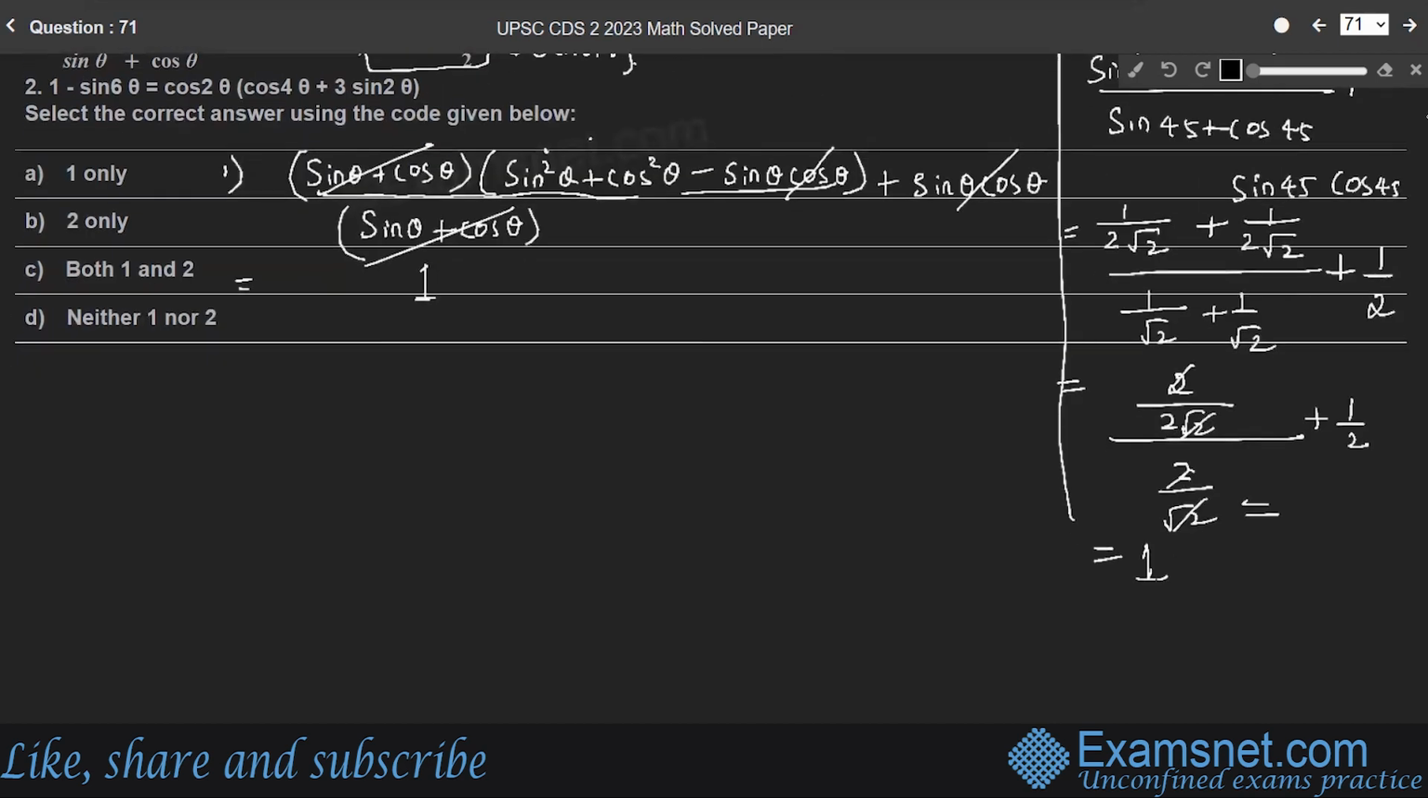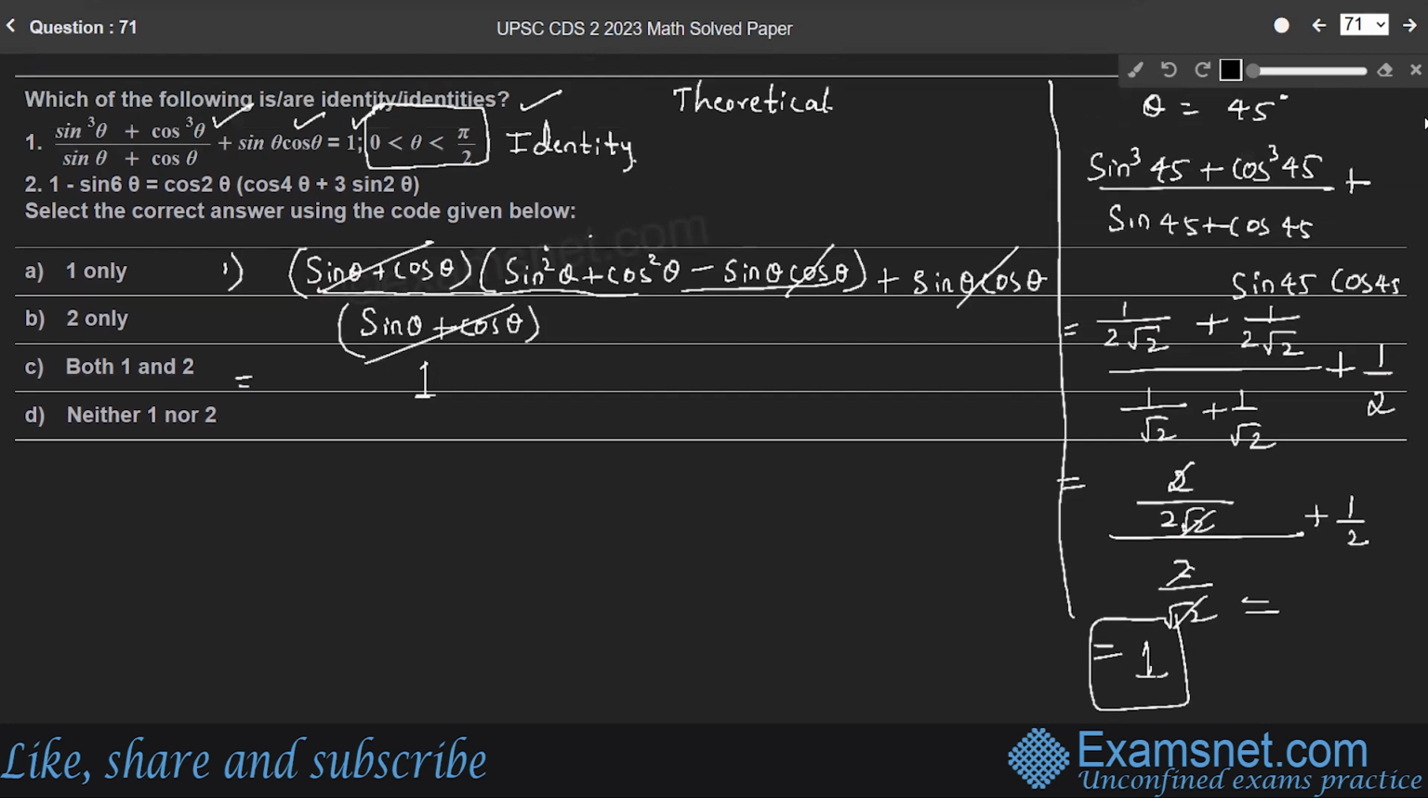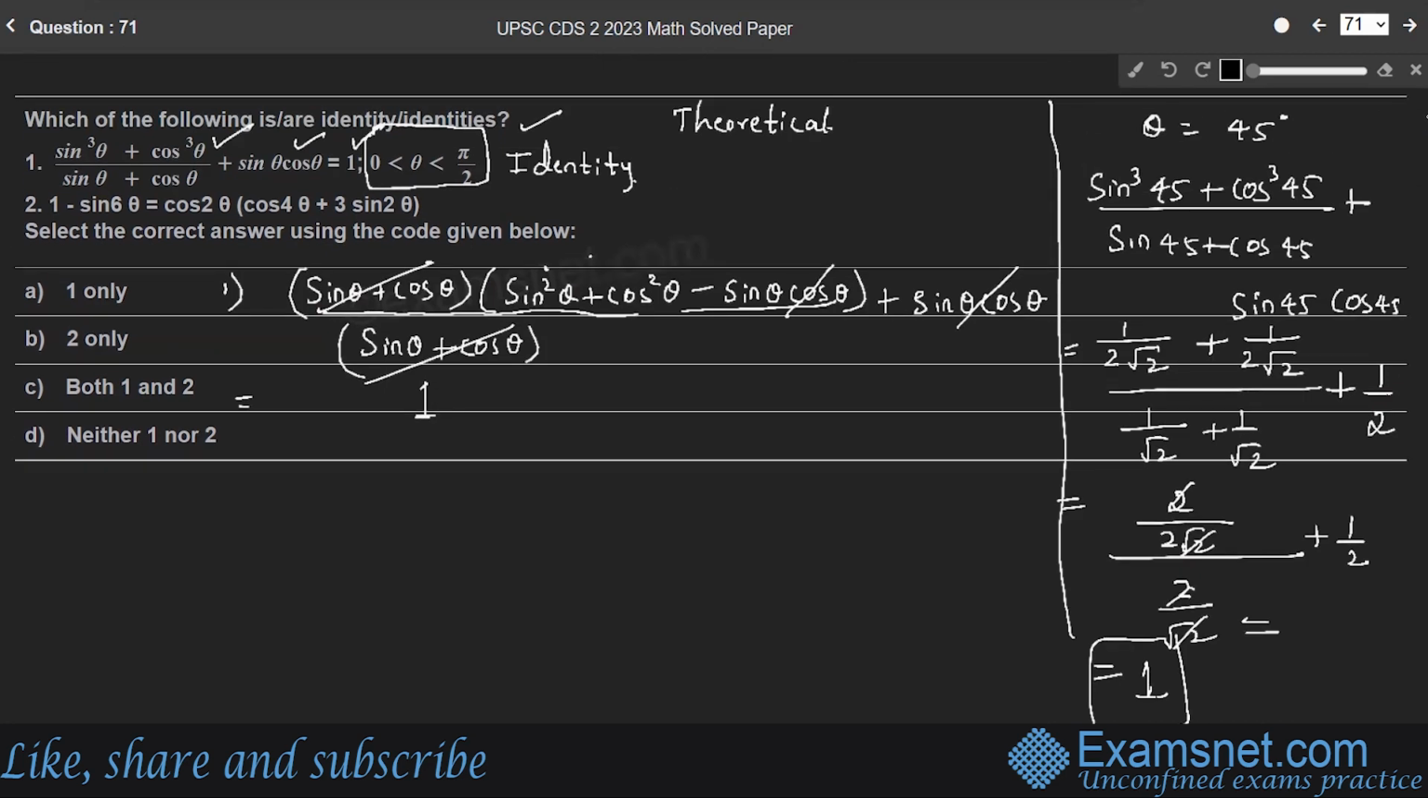Right? So by the substitution method also, by substituting the value of theta, we'll get the same answer. Therefore, the first statement is an identity. First equation is an identity, right? We'll consider the second equation. So 1 minus sine raised to 6 theta. It is not sine 6 theta.